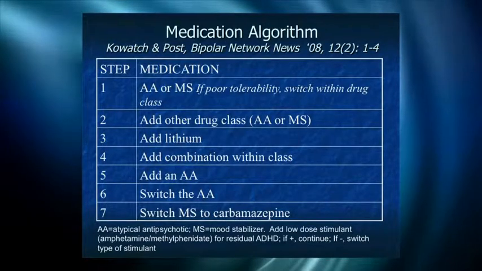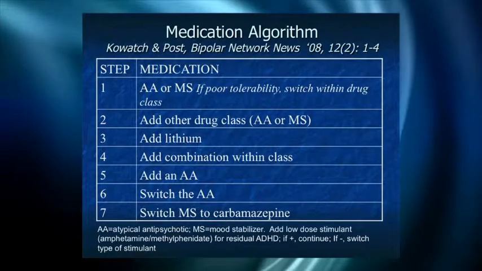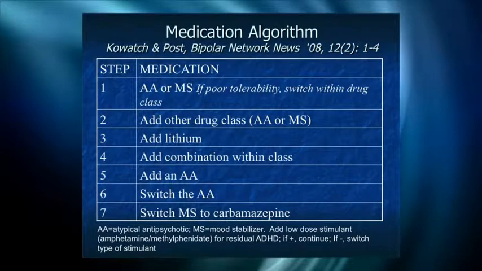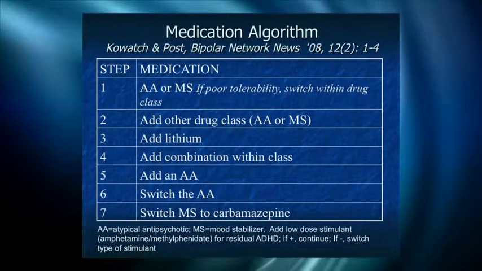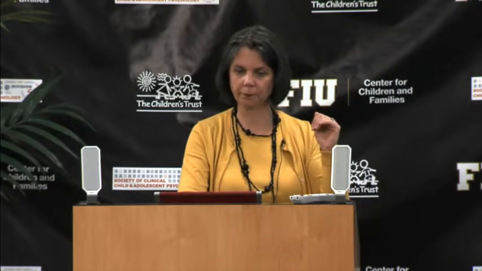Next step would be adding lithium. Next step beyond that, another combination within the same class of medicine. Then add another atypical, switch the atypical, and then switch the mood stabilizer to carbamazepine. So those are the 7 reasonably devised clinical recommendations for medication. You don't often get all the way to number 7.